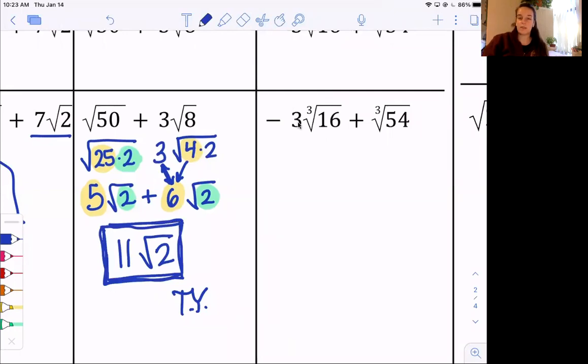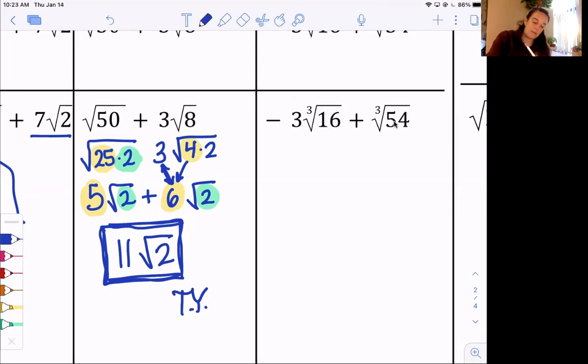Same thing is happening here. We're just using cube roots, right? In order for me to be able to combine them, they need to have the same index. That's this little number right here, the same index and the same radicand. So I know they're okay because this has a 3 and that has a 3, but I need to make sure that this radical here and that radical there can be simplified to the same radicand.